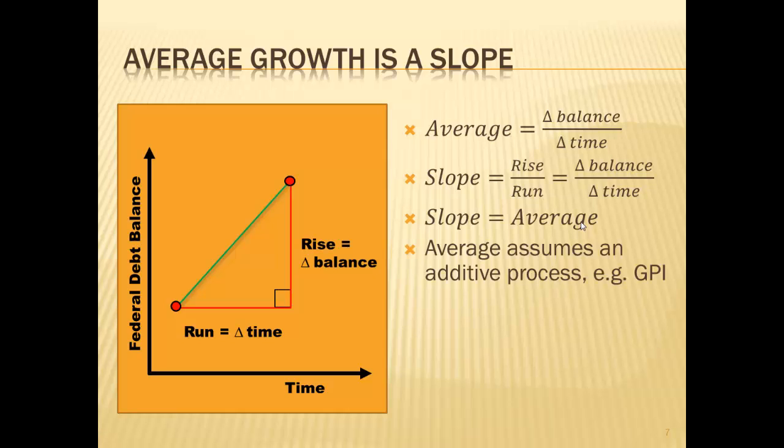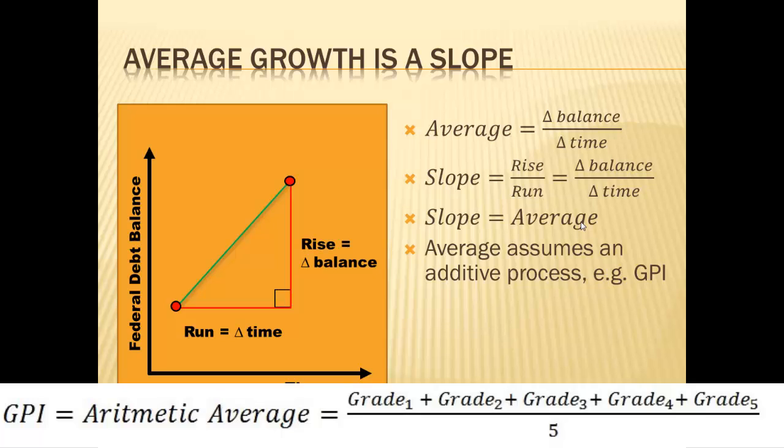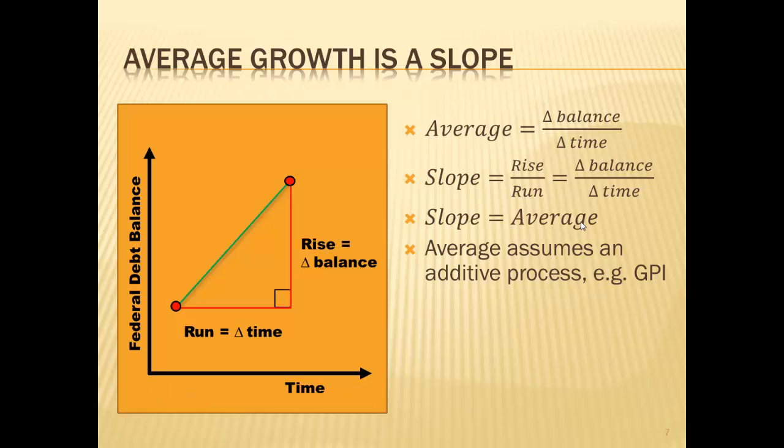However, average has some problems. Average tends to assume an additive process. If you think of your grade point index, basically that's an additive process. You add up the number of grades. If you have 5 grades, you add them up, assuming they have the same weight, and divide by 5. That's what I mean by an additive process.